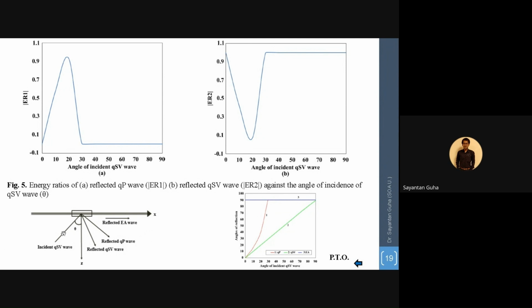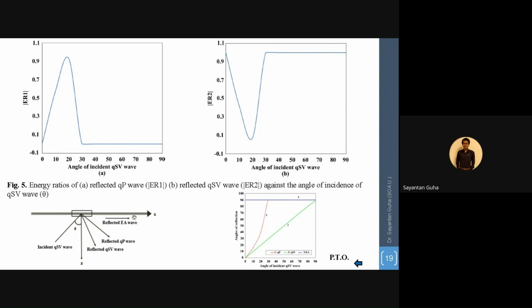Now, as theta keeps increasing, the incident QSV wave energy is being distributed among the reflected QP and reflected QSV waves. So initially, the reflected QSV wave carried the maximum amount of energy. Now, with increasing values of theta, the QSV wave keeps losing some energy. But as per the universal law, energy should remain conserved. So what's happening? The energy that is being lost by the QSV wave is being gained by the QP wave, ensuring that the law of conservation of energy holds.